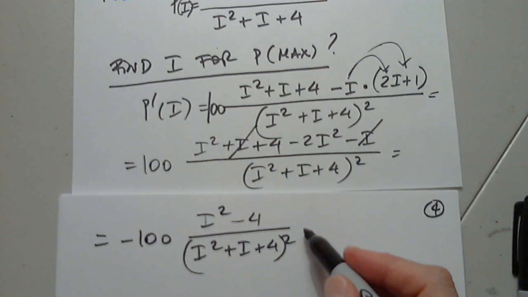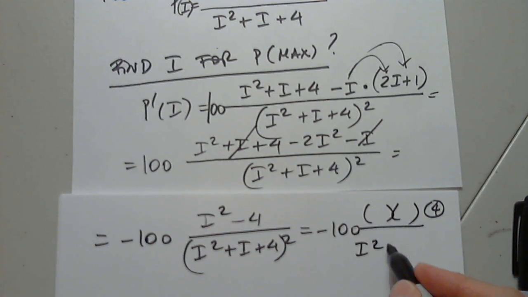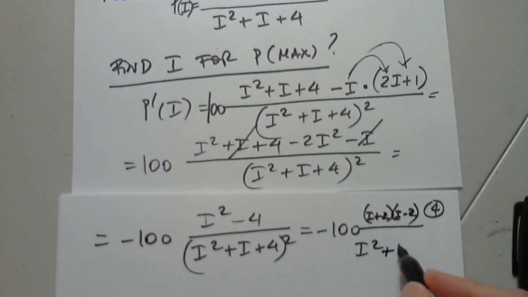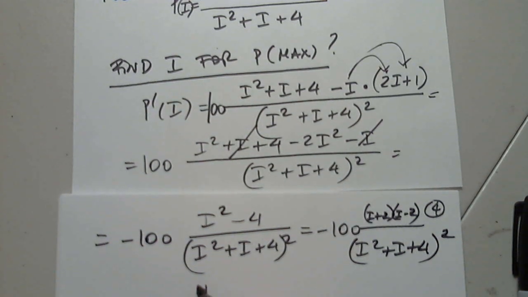Can anyone factor that for us? I plus 2 and I minus 2. Very good. I'm going to write it one more time here because it's squeezed in there. I don't like that.